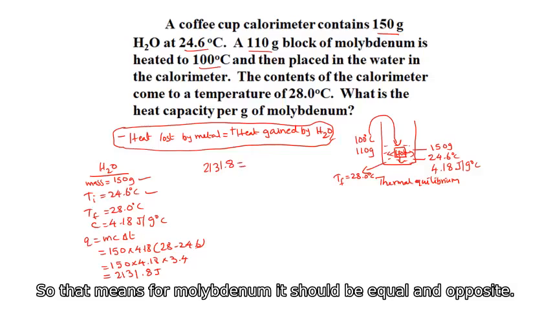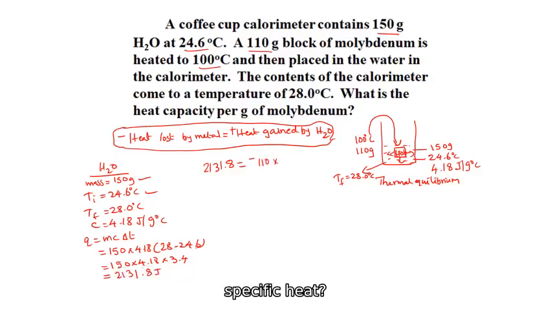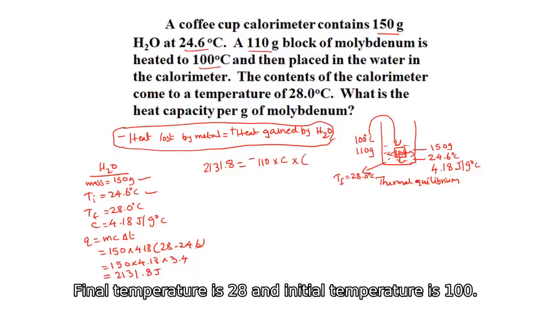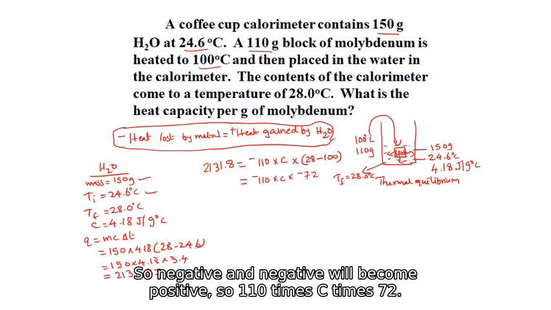So that's the heat gained by water, which is equal and opposite to the heat lost by molybdenum. So for molybdenum it should be equal and opposite. That equals negative of: what is the mass of molybdenum? 110. What is the specific heat? That's what we are supposed to calculate. And what is the temperature change? Final temperature is 28 and initial temperature is 100. So that is negative 110 times c times negative 72. Negative and negative become positive, so 110 times c times 72.